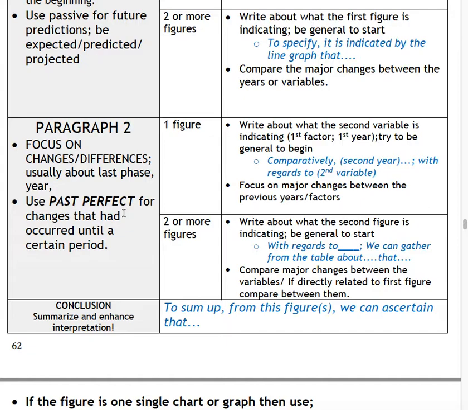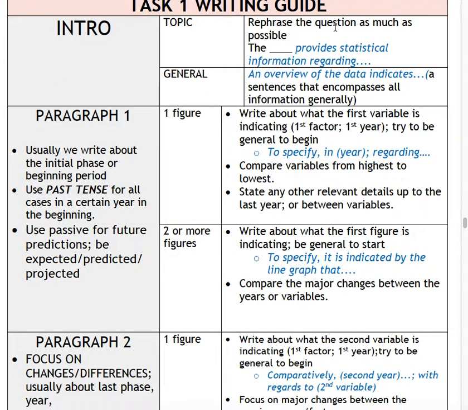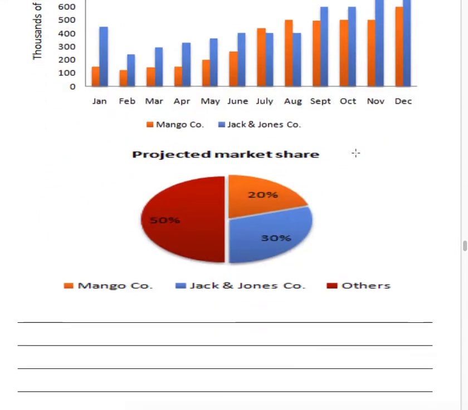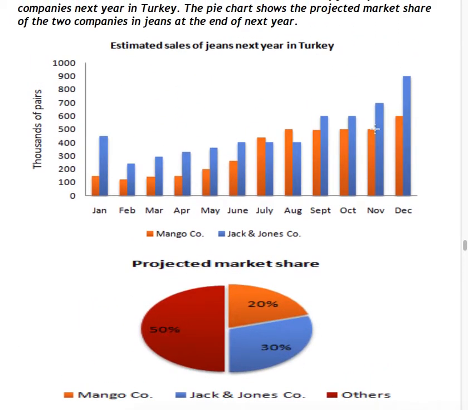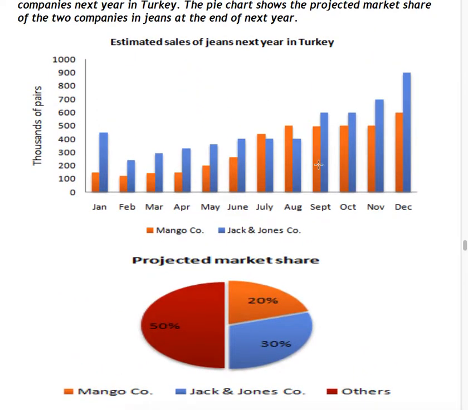Again, we need to have good structure. We need an intro, paragraph 1. So in here, because we have clearly two graphs, that makes it a little bit easier because all we need to do is write one paragraph about the bar graph, one paragraph about the pie graph. Very clear what we need to do.